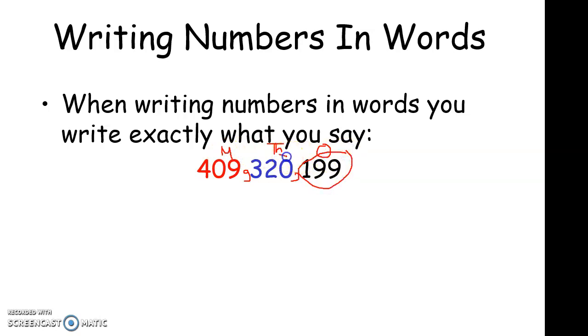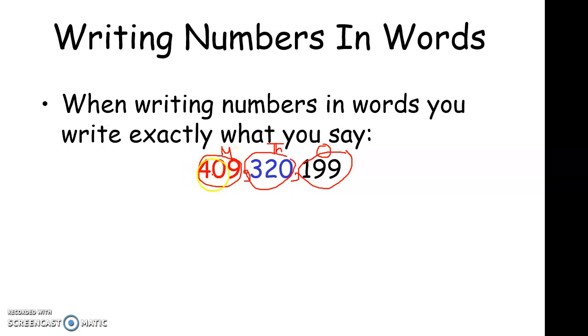This is the first family, this is the second, and this is the third. Now, how do we write it in letters? First, you will write exactly what you say. I will start now reading this number from where? From left. I can't start from right, from left. Every number inside the circle, I will read together, then I will say the family. So, how do we read these 3 numbers together? 409. 409 in which family? Million.